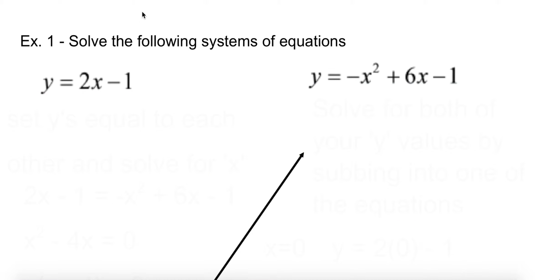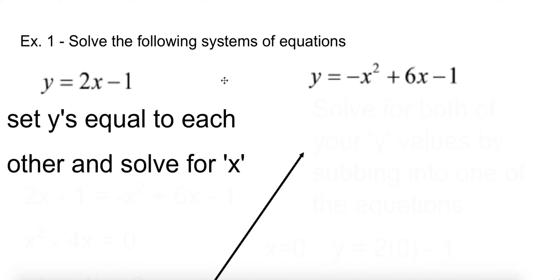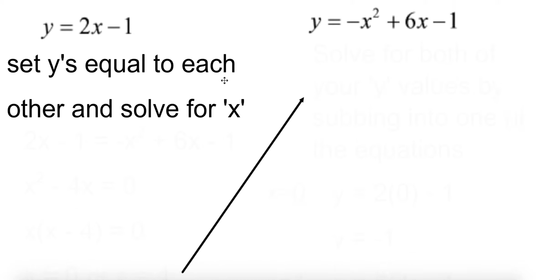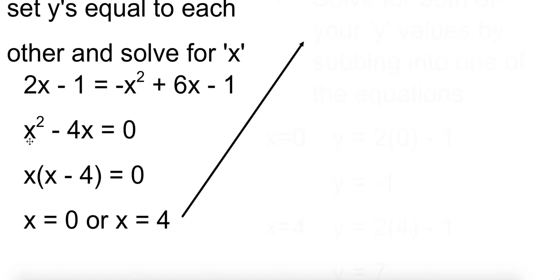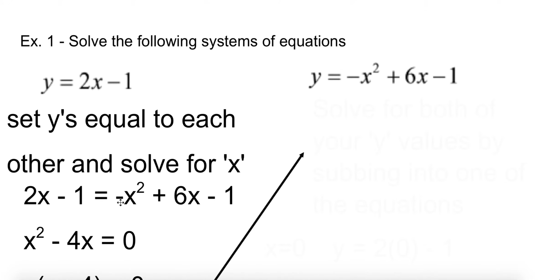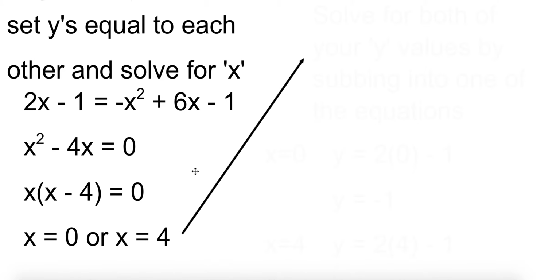So solve the following system. What we have is y equals 2x minus 1 and y equals negative x squared plus 6x minus 1. The first thing we want to do is set the equations equal to each other, so the two y values, and solve for x. I've gone ahead and done the whole thing for you here because it's just a quick factor. We get 2x minus 1, which is from the first equation, equals negative x squared plus 6x minus 1. So that's y equals y. Then we have x squared minus 4x equals 0. Because the 1's cancel out, we bring the x squared over, and we get the negative 4x.